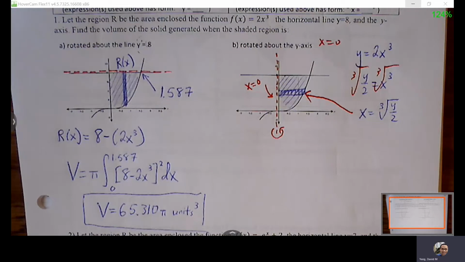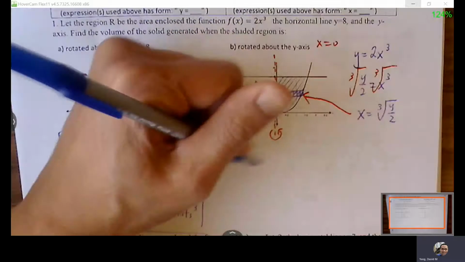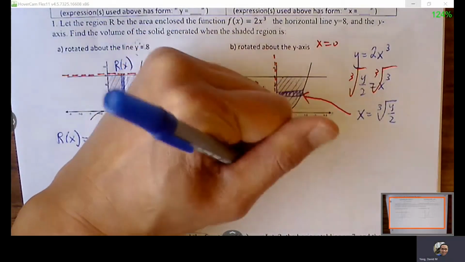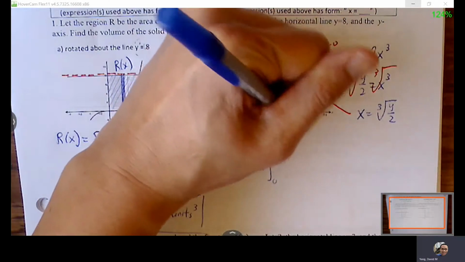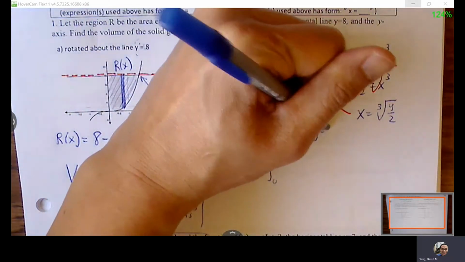Okay, what are the bounds for this shaded region? 0 to 8. This case is easier to find, right? There's not a need for us to go to the calculator. Here, it's kind of obvious. We're going from 0 all the way to that horizontal line, and that horizontal line is holding steady at 8. So 0 to 8, because we're stacking these disks in a different orientation than before. We're stacking from the bottom to the top. Oh, let me build a radius here. Radius is right minus left.